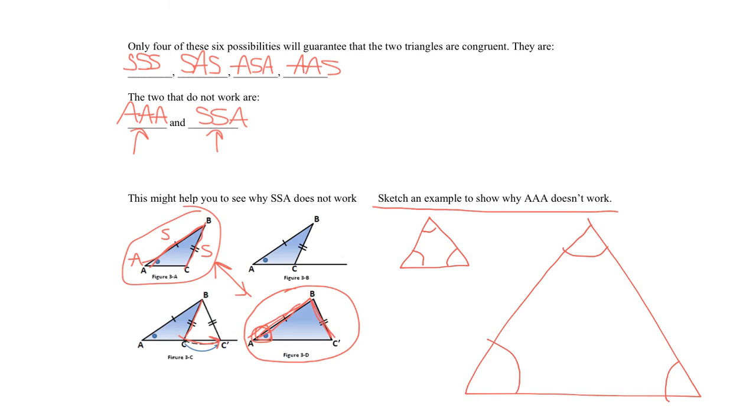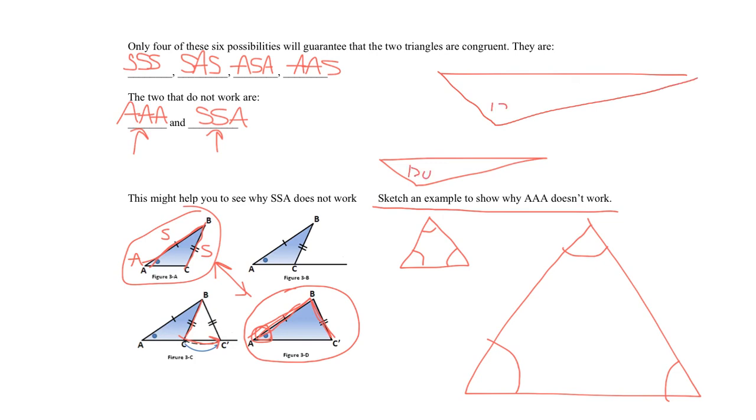It doesn't matter what kind of triangles you draw. You could just draw a random triangle, right? And then just make another triangle that has the same angle measures, but is clearly bigger than that. So let's say maybe this is 120 degrees. And let's make this one 10 degrees. And that leaves us with 50 degrees for over here. So these two triangles have the same angle measurements, but they're clearly not congruent because one is larger than the other.